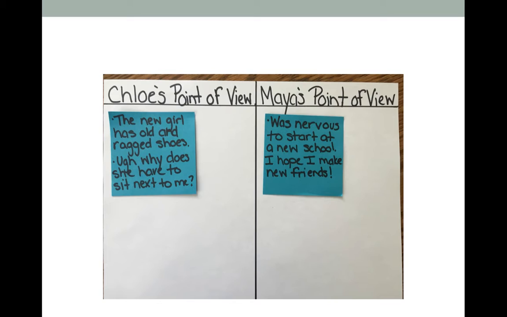And then I would model my thinking out loud: Maya's looking down. She barely said hi to the students. She's very quiet. So from Maya's point of view, she's nervous at this point, starting at a new school. And when she's seated in her seat and smiles at Chloe, I said that Maya's probably thinking that she hopes she makes new friends. So this is showing students that, from the text, we only see Chloe's point of view, but if we think about how another character is feeling, the story would be much different.